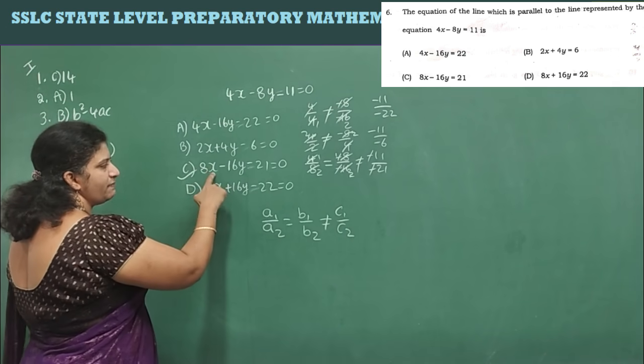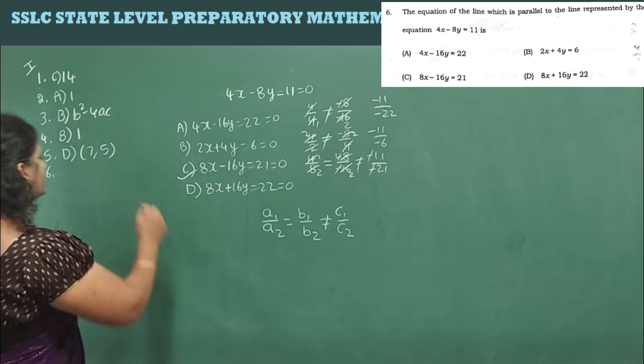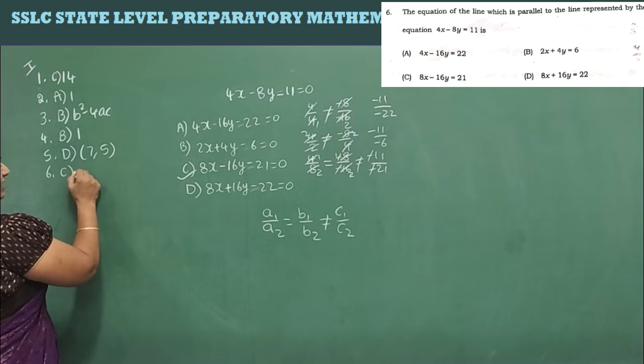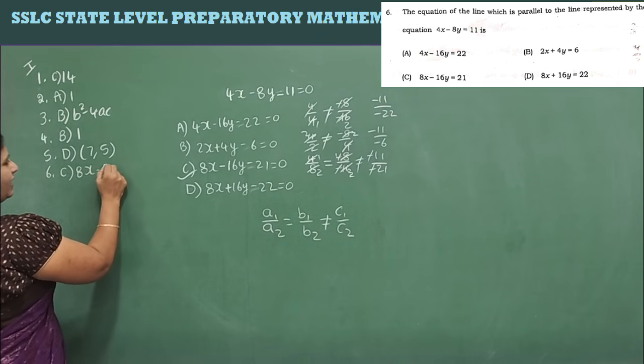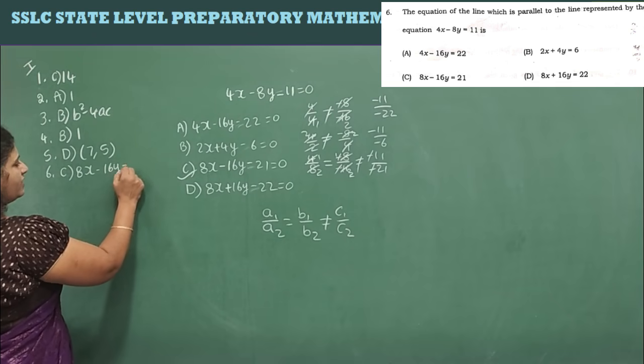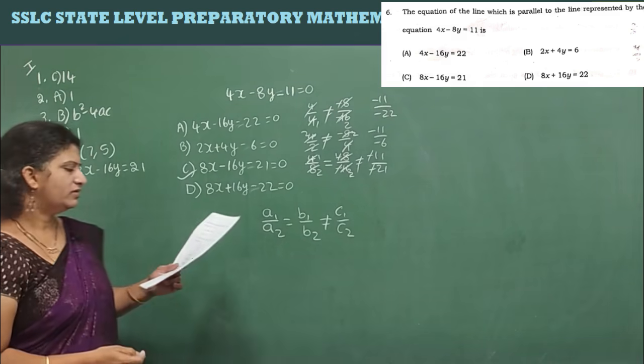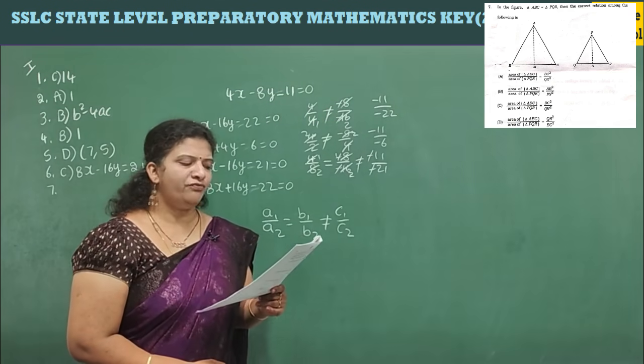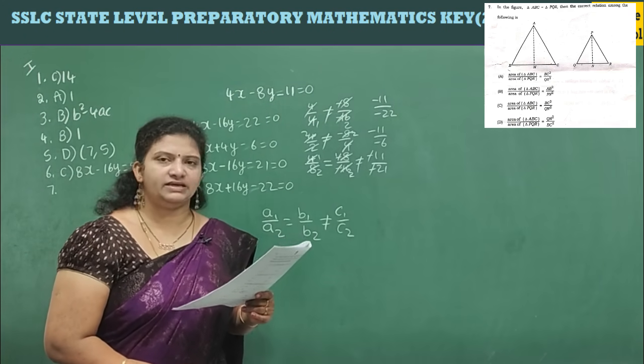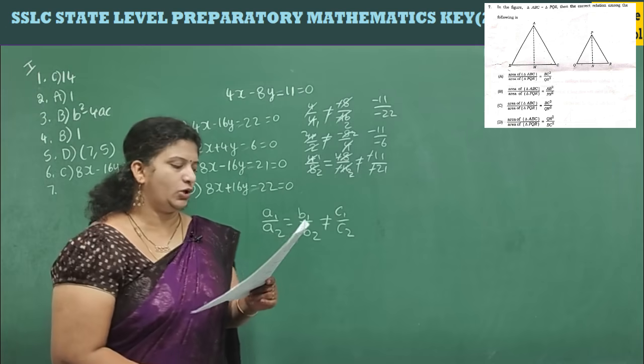This equation is parallel to this equation. So let me go with option C: 8x minus 16y is equal to 21. Right? Seventh one. In the figure, triangle ABC is similar to triangle PQR.